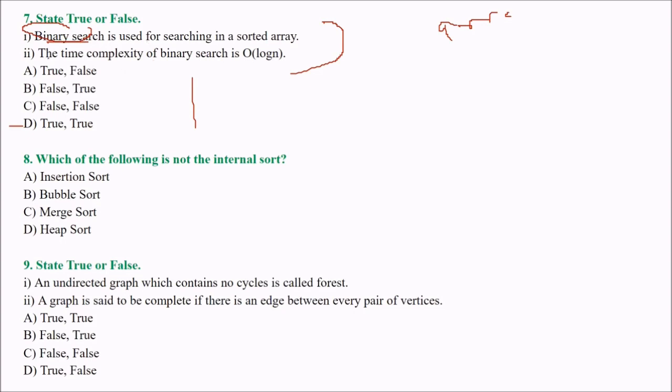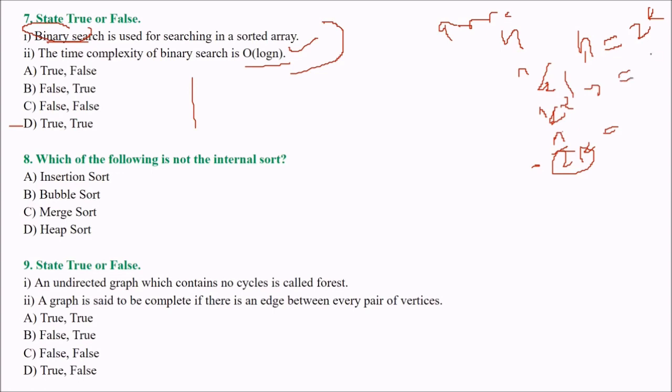Second is, the time complexity of binary search is order of log n. Is it true or false? This is true. It is order of log n only. Okay. Every time you break n by 2, n by 2 squared, n by 2 to the k. So when n by 2 to the k equals 1, there will be only one item left. So n is equal to 2 to the power k. Take log n, and that will be only k. k will be order of log n. So this is correct.